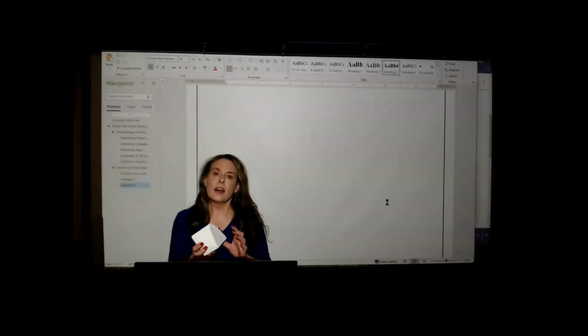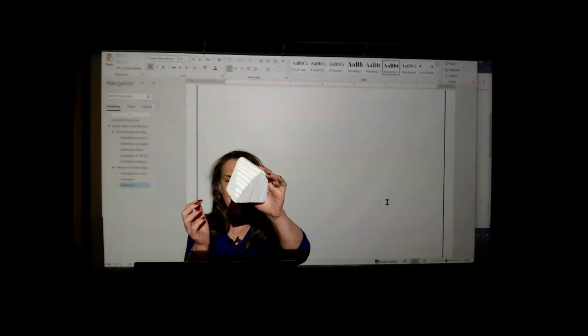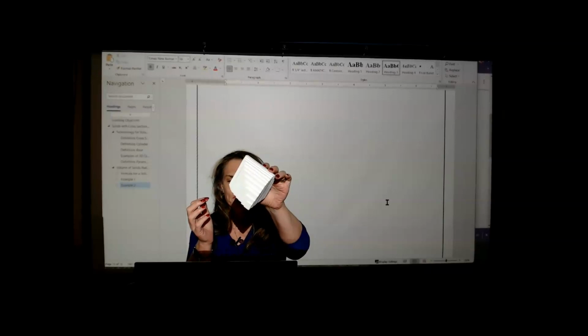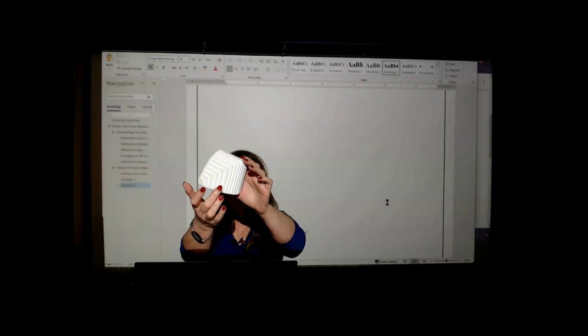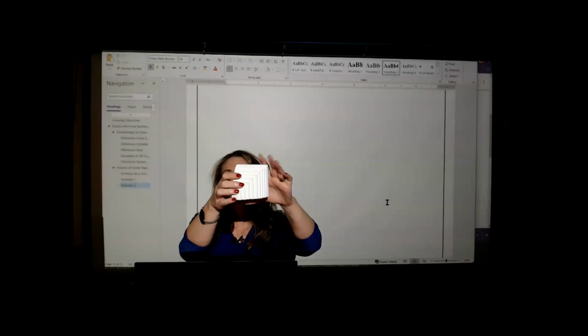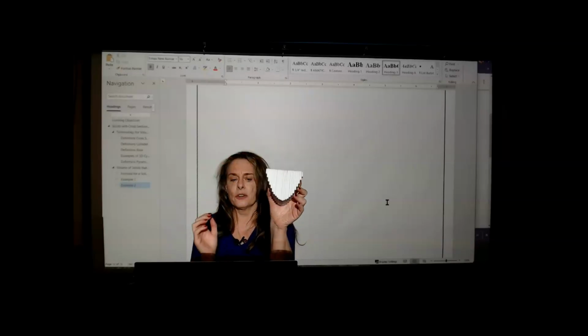Let's look at another one. This is another one where the cross sections are all squares. I have to hold it at an angle so it shows up in the light. Maybe a different color would have been better. You can see they're all squares, but the other side is not, in fact, a circle.